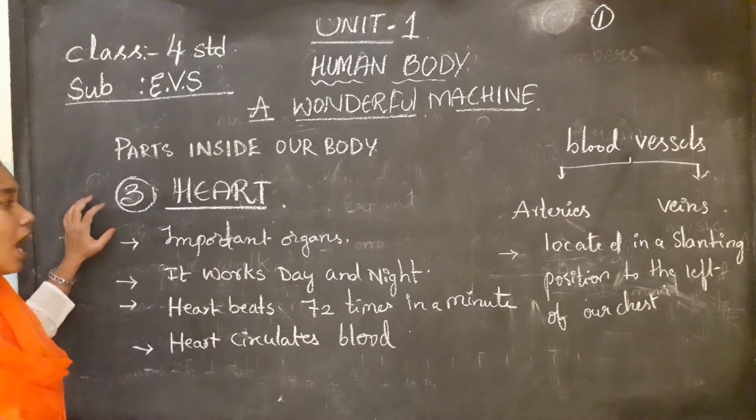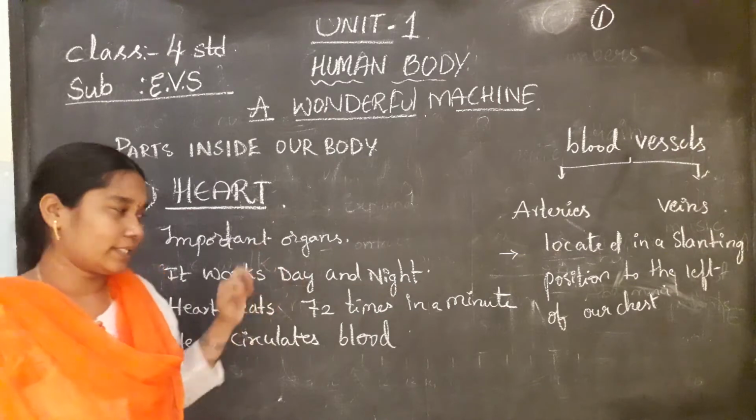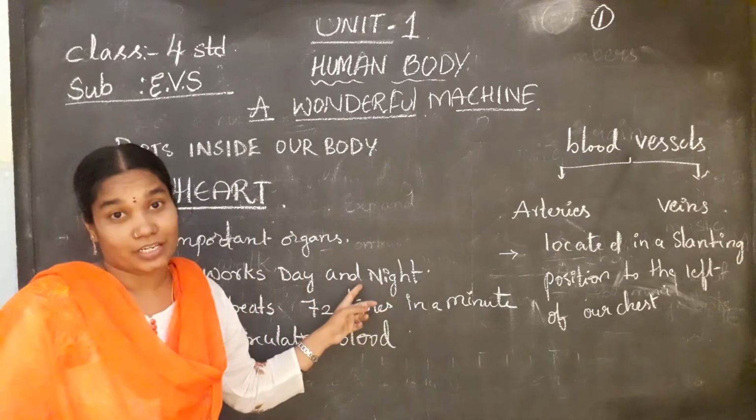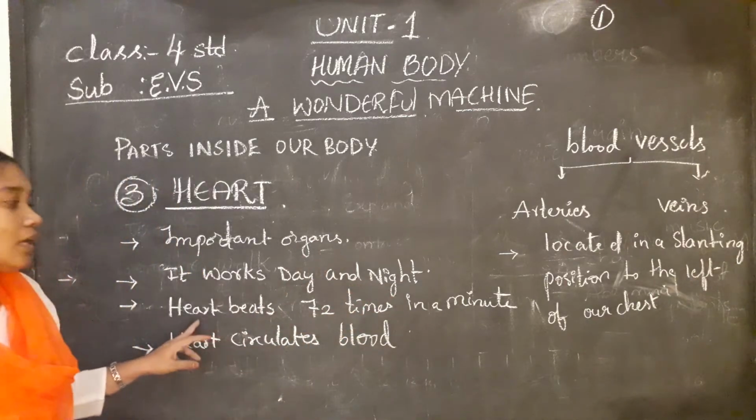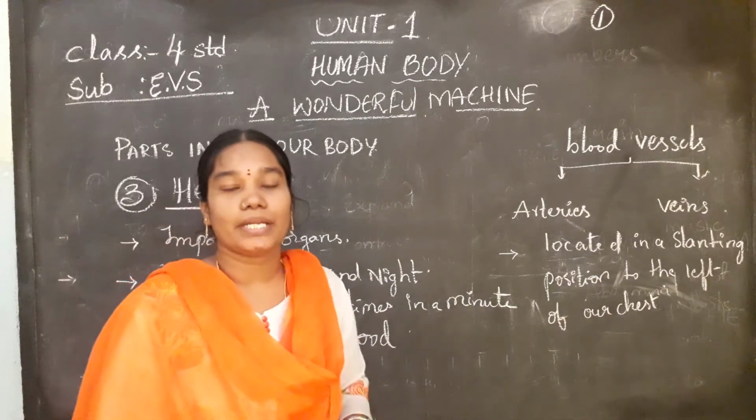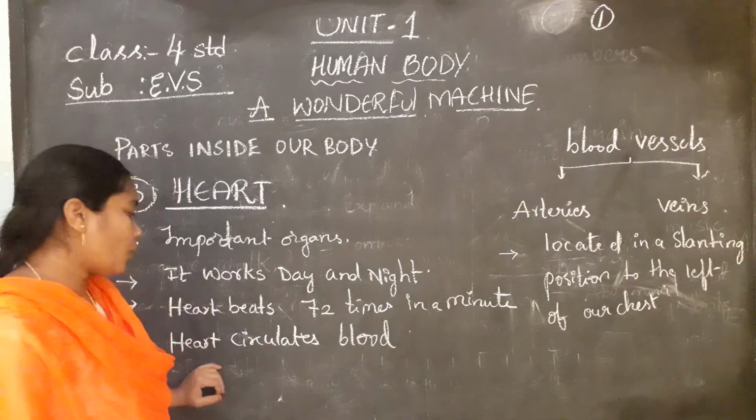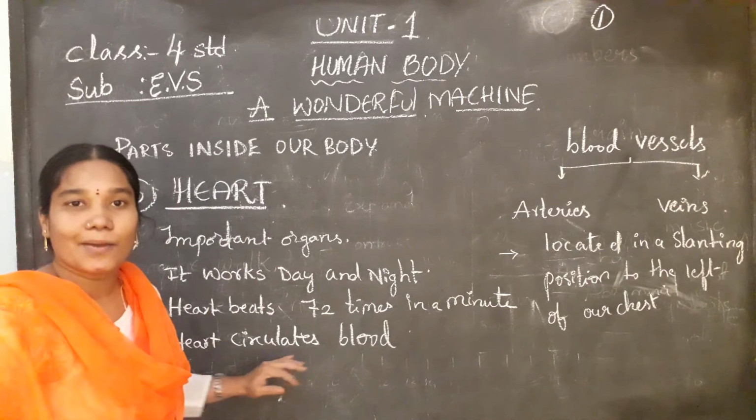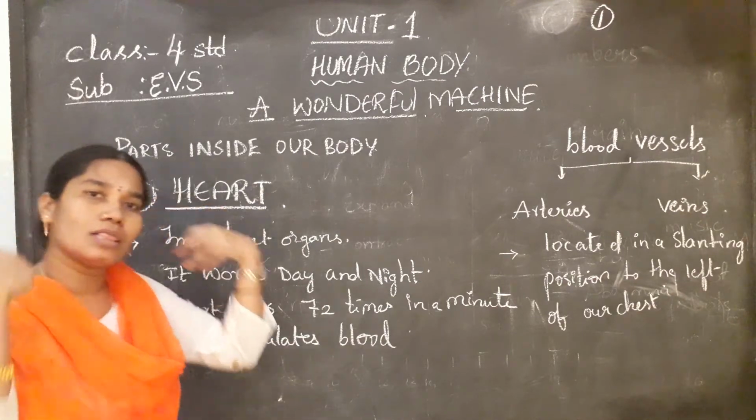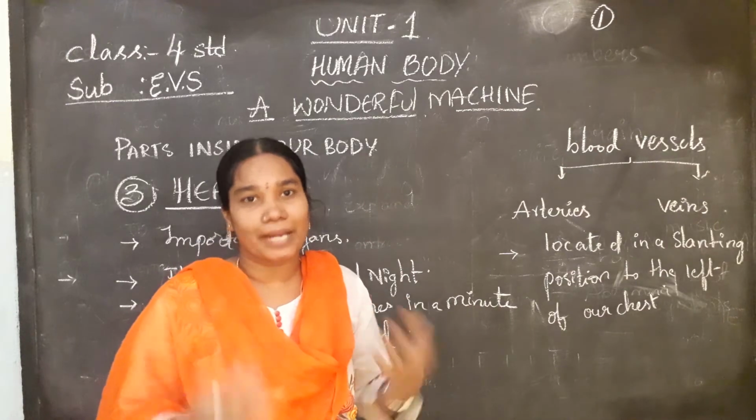Next, the heart. Heart is a very important internal organ. It works day and night. If it stops working, we will die. The heart beats 72 times per minute. How many times will it beat? 72 times per minute. So it will circulate the blood. Circulate means it is pumping the blood to all the body parts.